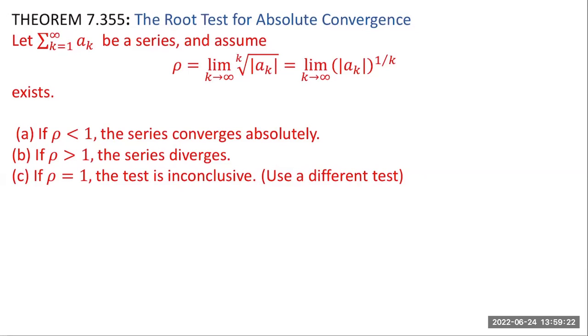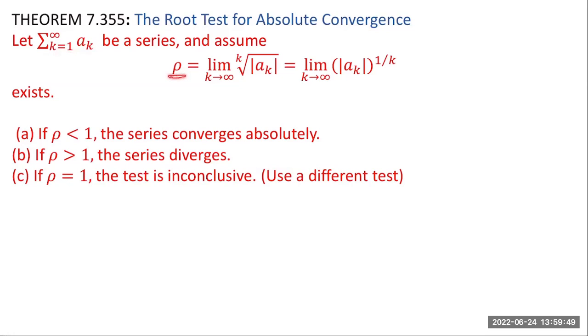Okay, here is the next theorem that I want to go over. Root test for absolute convergence. Remember, we did a root test in a previous section for convergence. Now we do a similar root test for absolute convergence. Here is the statement of the theorem. Let sigma k goes from 1 to infinity of a_k be a series.